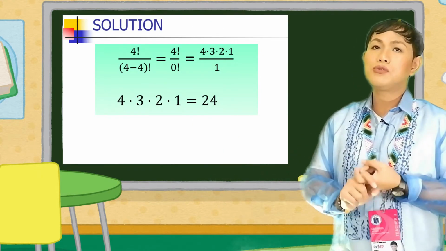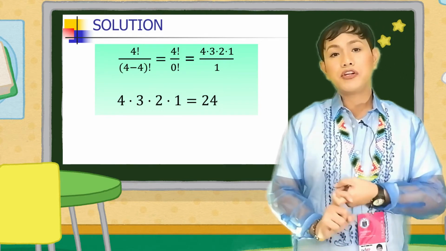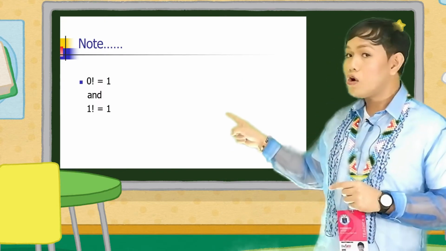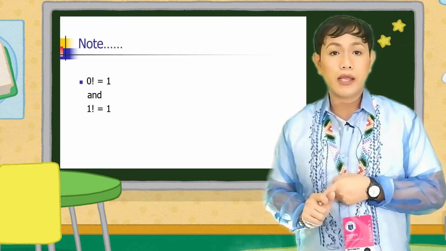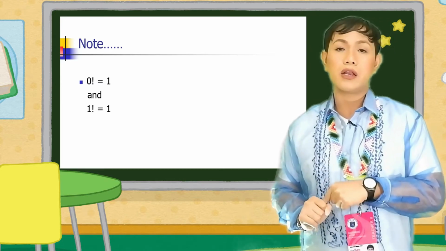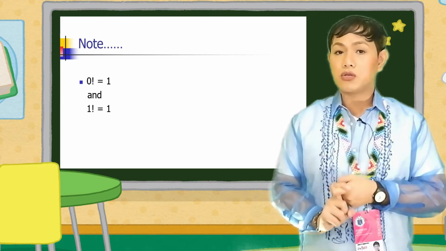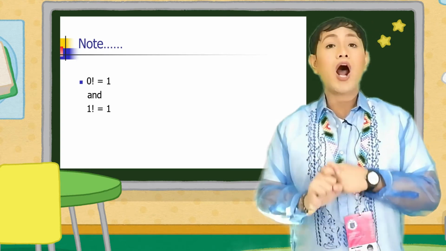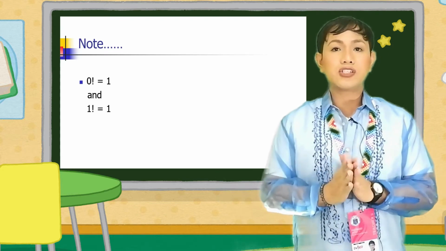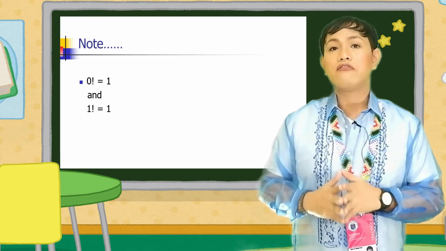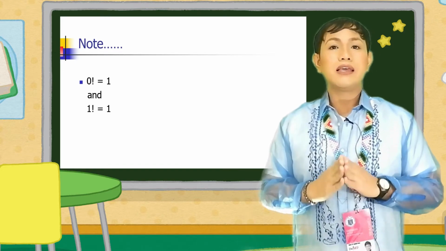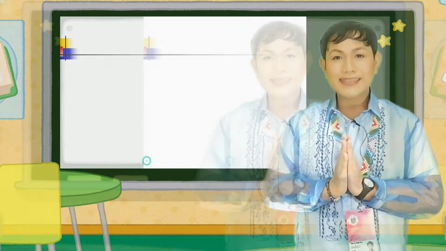So then we have to take note that 0 factorial is equal to 1, and we also have 1 factorial is equal to 1. Once again, 0 factorial and 1 factorial are both equal to 1. Why is that so? You can actually research it on your own for the proof. Why is it that 0 factorial and 1 factorial are both equal to 1?